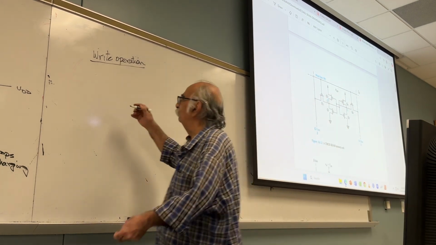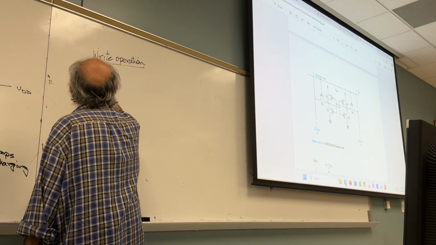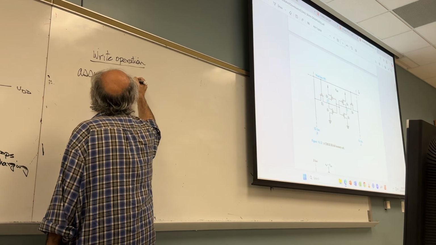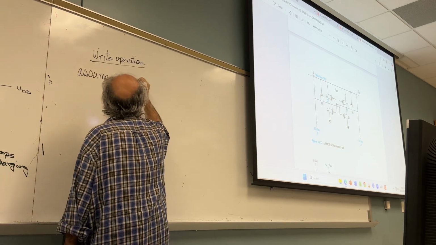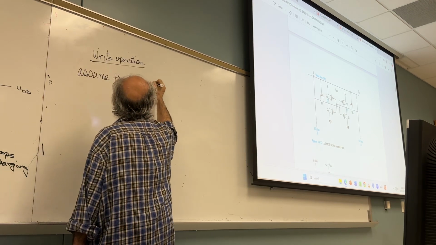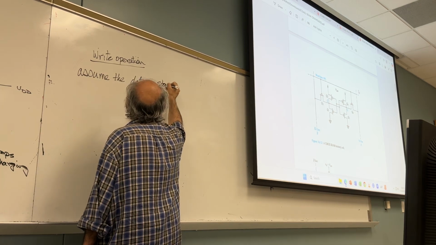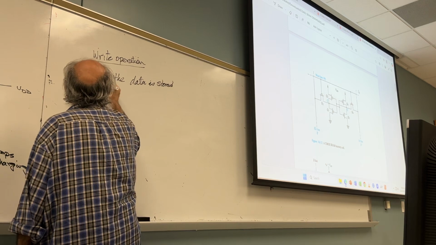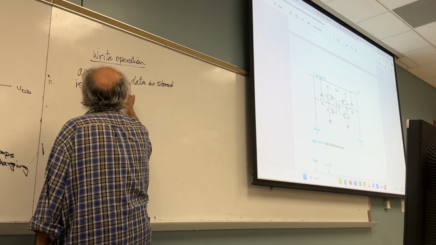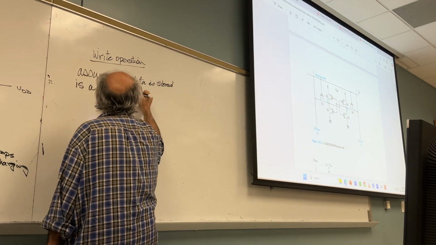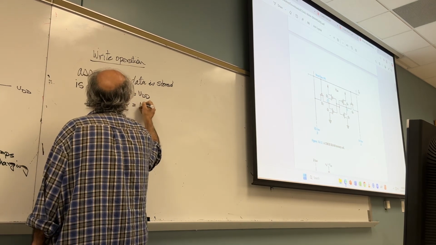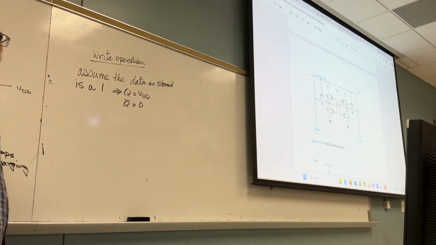Now, let's assume the data stored is a 1, i.e., Q is VDD, and Q bar is 0. Yes or no? Okay.